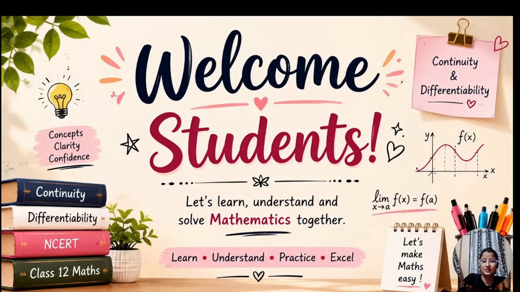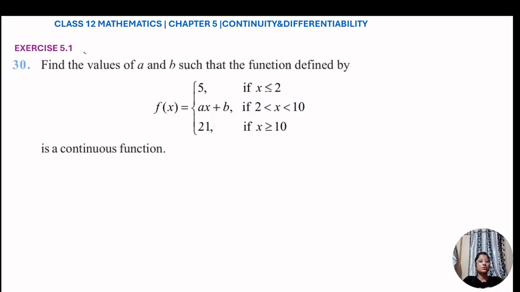Let's start this video. Okay, so question number 30. First of all, read the question carefully. What the question is telling: we have to find the value of a and b such that the function defined by this is a continuous function. And what do you mean by continuous function? That the function should be continuous at each and every point of its domain.